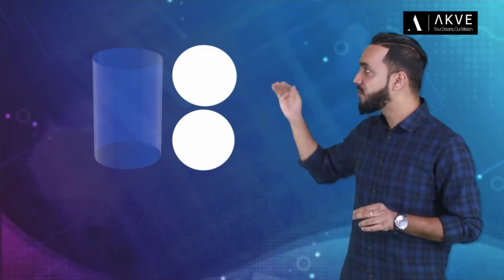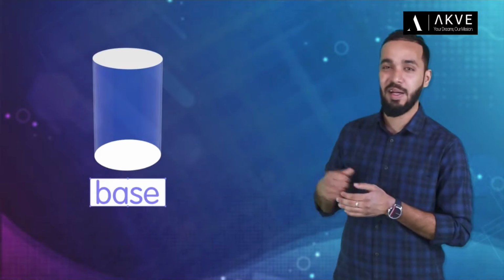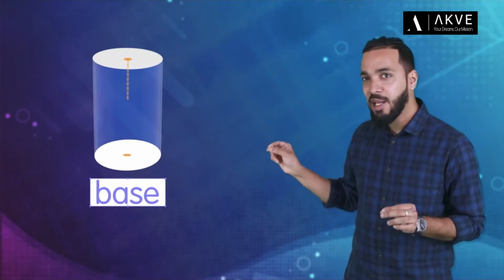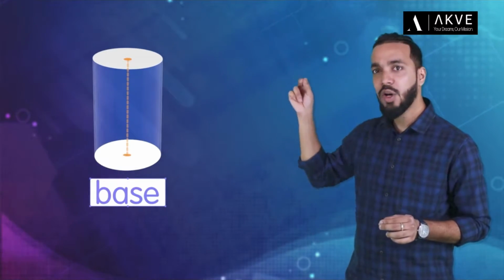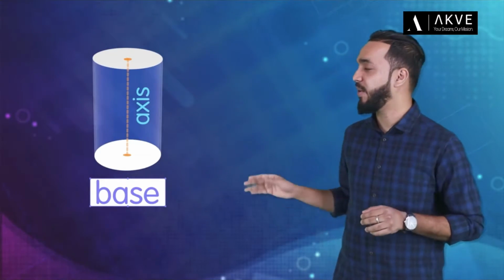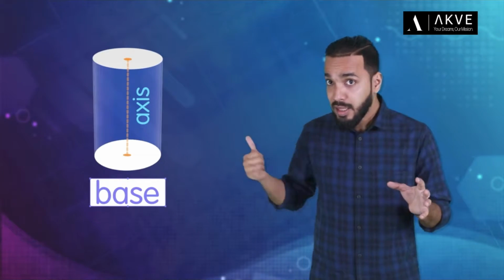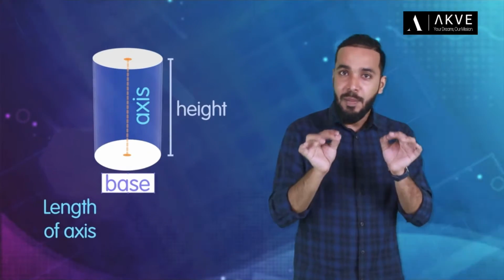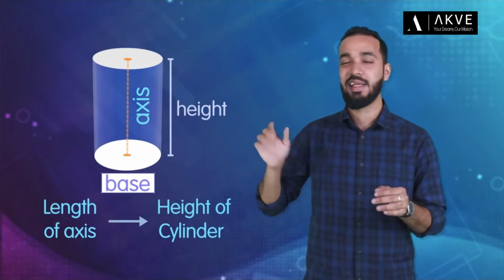Now, each of these circular faces on which the cylinder rests is called the base of the cylinder. And the line joining the centers of these two bases is actually called the axis of the cylinder. Remember, the length of this axis represents the height of the cylinder.